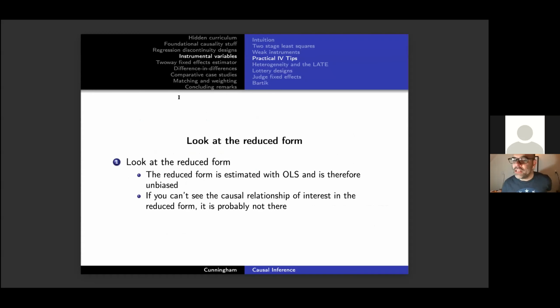Right? So let's get into some practical IV tips. So really the two things that I wanted to show you. So far under constant treatment effects, we've really emphasized just a few things. Exclusion is critically important. You must have excludable instruments.